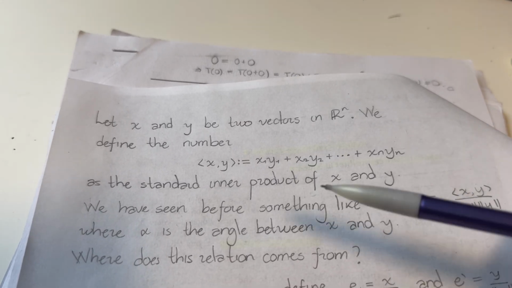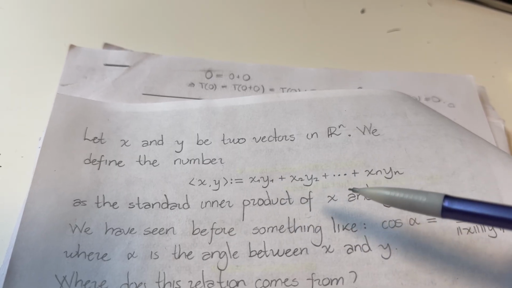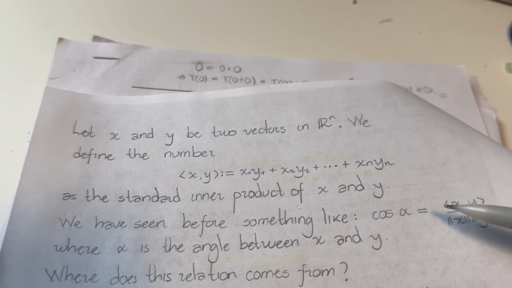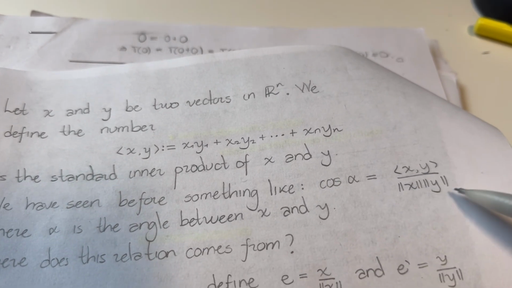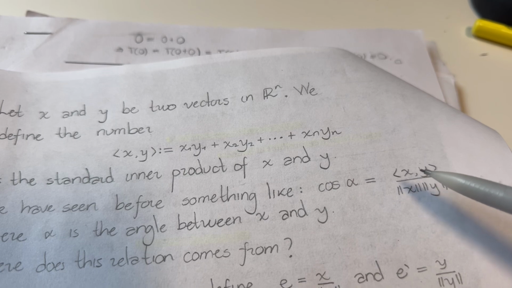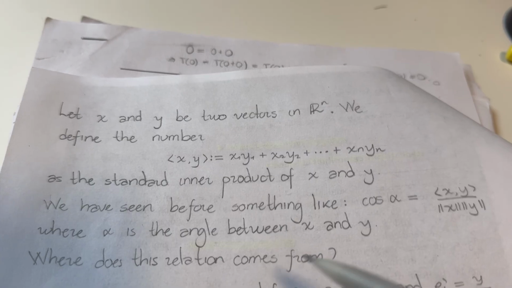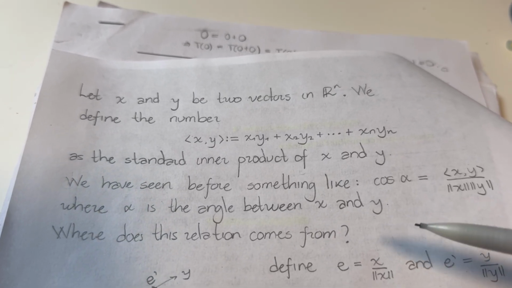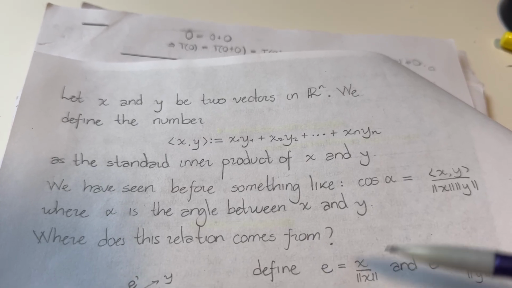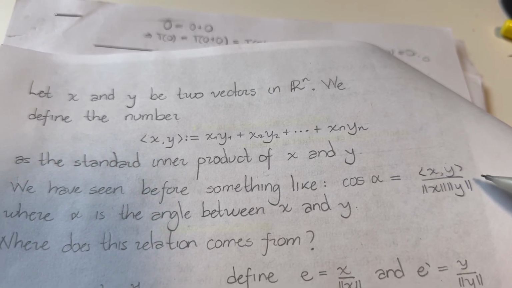Okay, so we have already defined, for two vectors in an n-dimensional vector space, this number, and we have called that the standard inner product of x and y. And I'm sure you have seen before a formula which says cosine alpha equals the inner product of x and y divided by their norms multiplied, where alpha is the angle between x and y. Now what I want to show you today is where this relation comes from, how we got this relation.